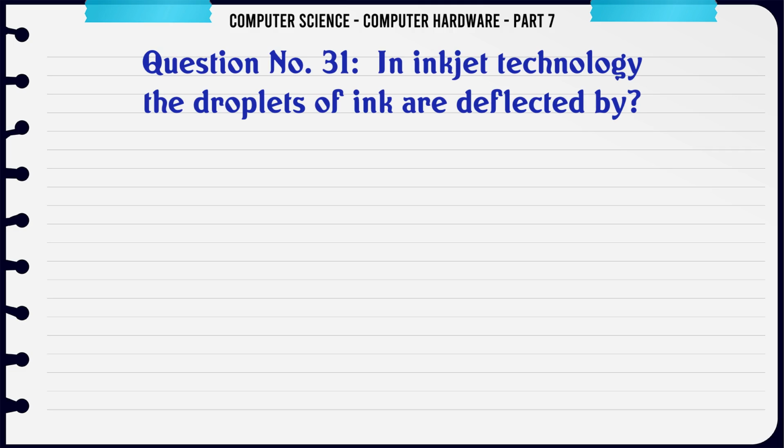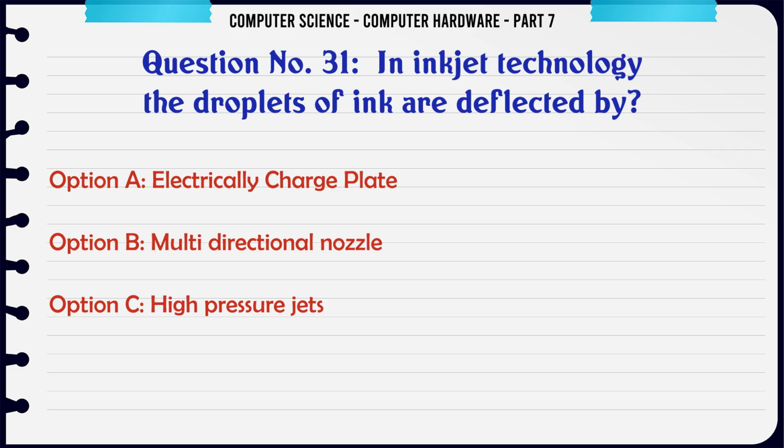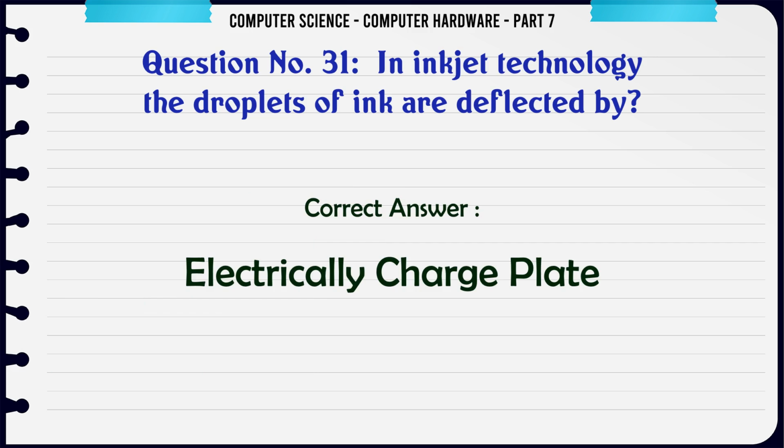In inkjet technology, the droplets of ink are deflected by A. Electrically charged plate, B. Multi-directional nozzle, C. High-pressure jets, D. All of the above. The correct answer is electrically charged plate.